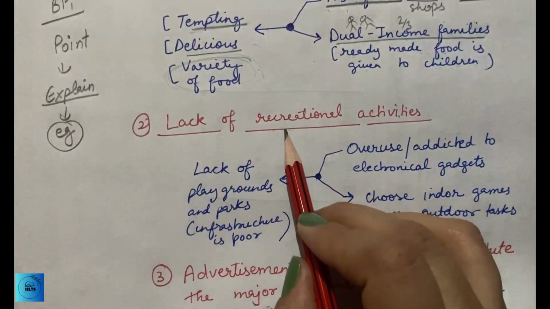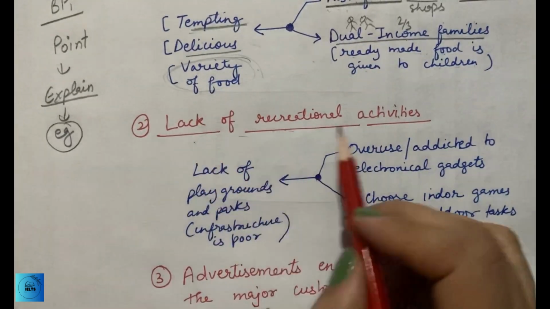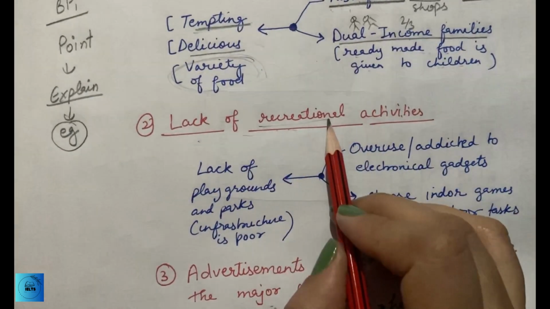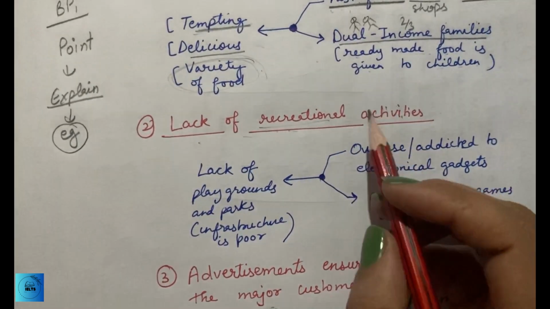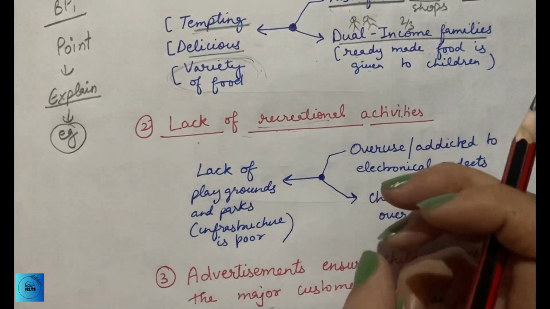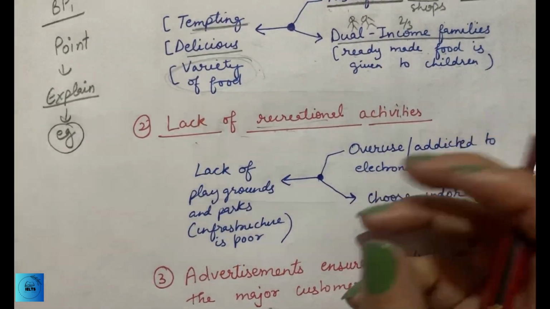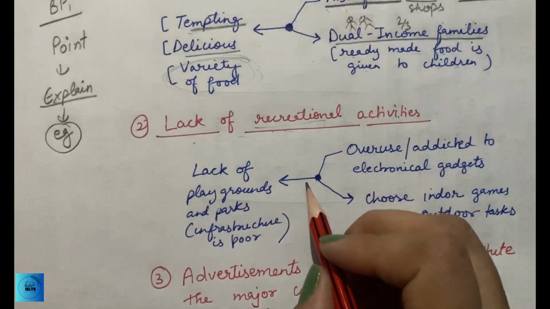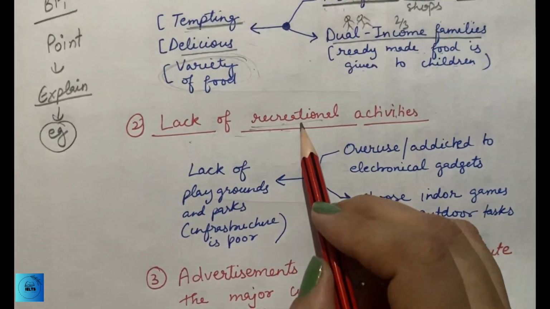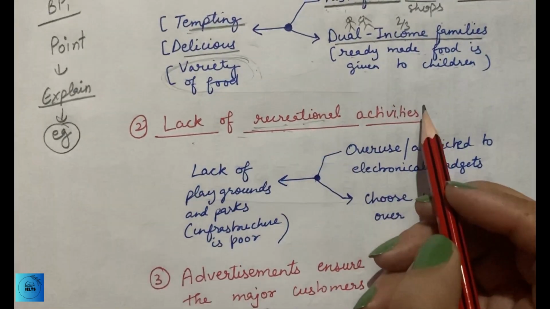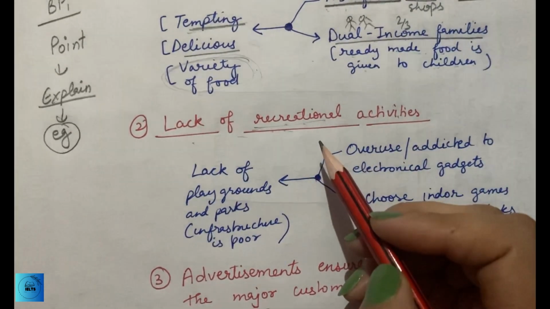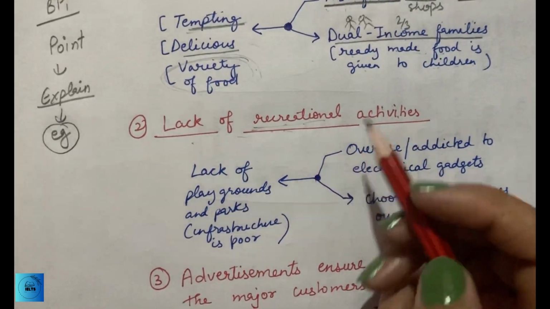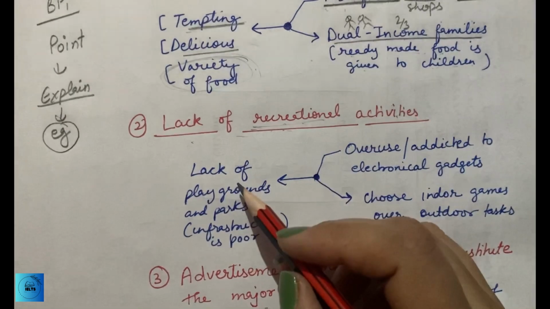The second reason is lack of recreational activities. See, instead of this I could also have used the phrase lack of physical activities, but recreational is a better word. So try to use a better version of your simple words. This will also improve your writing. Why are people not interested in outdoor activities these days? You must have seen that people aren't that active as compared to the past.